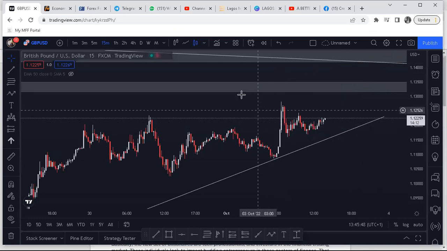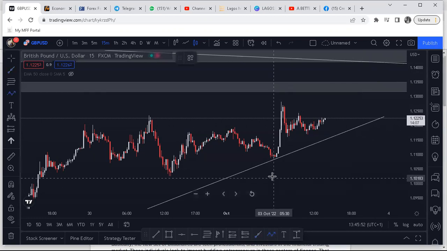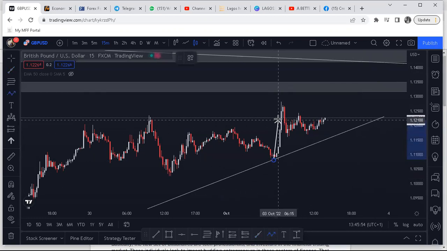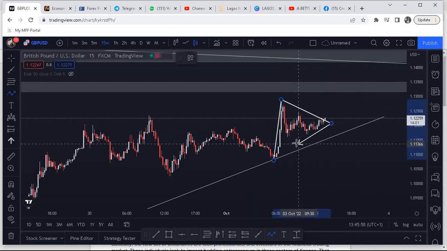We are seeing something like a flag, a bullish flag. A bullish flag confirms a buy. All right. A bullish flag is a continuation pattern. I taught that on candlestick patterns.